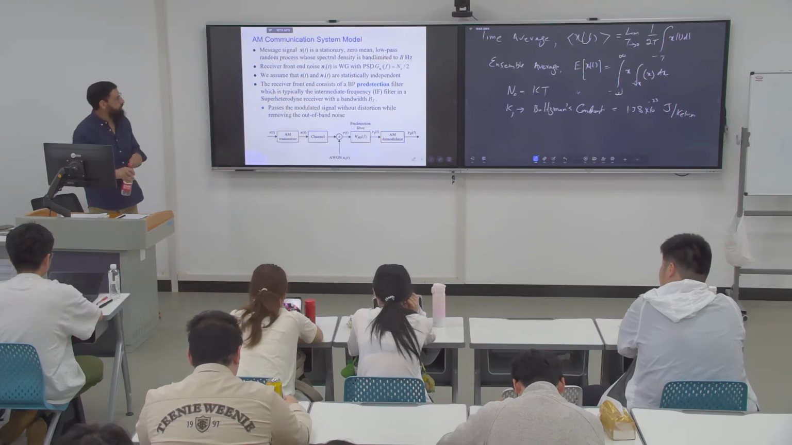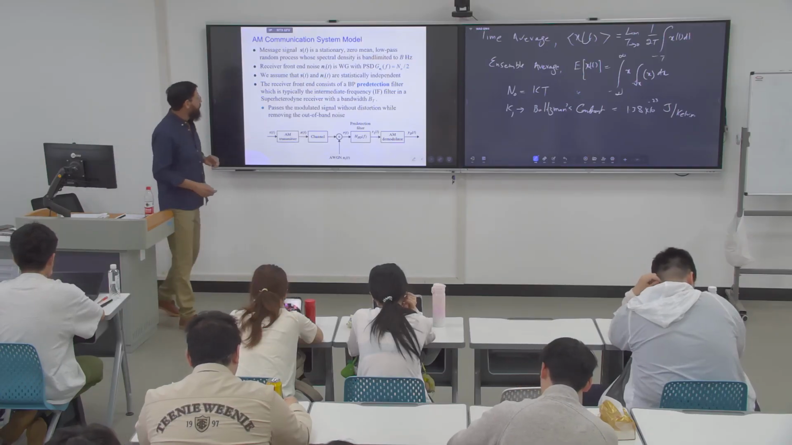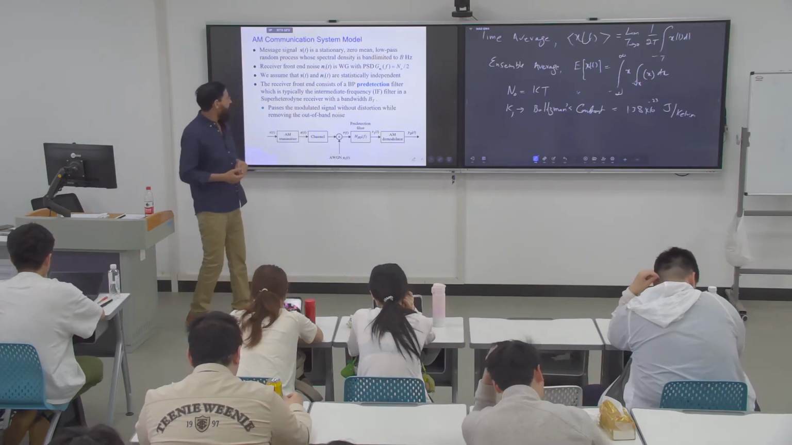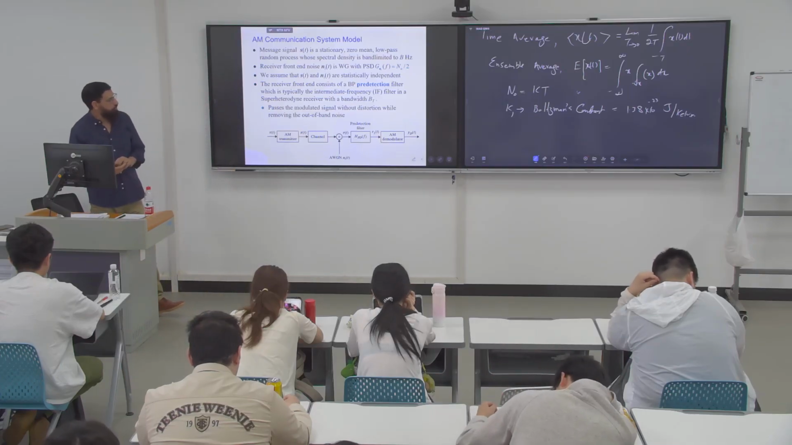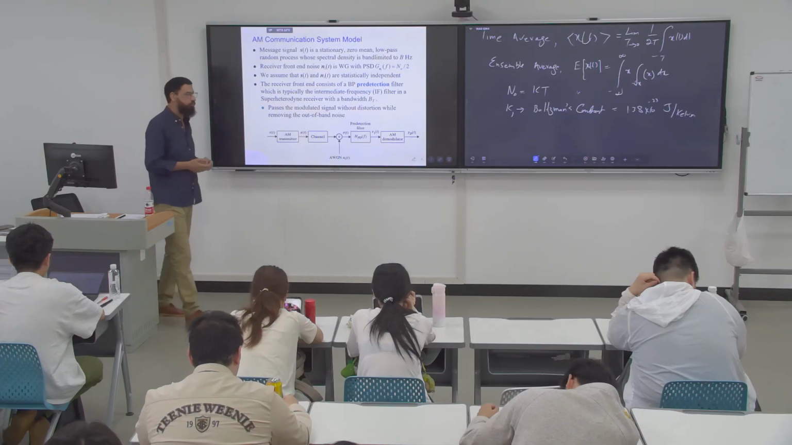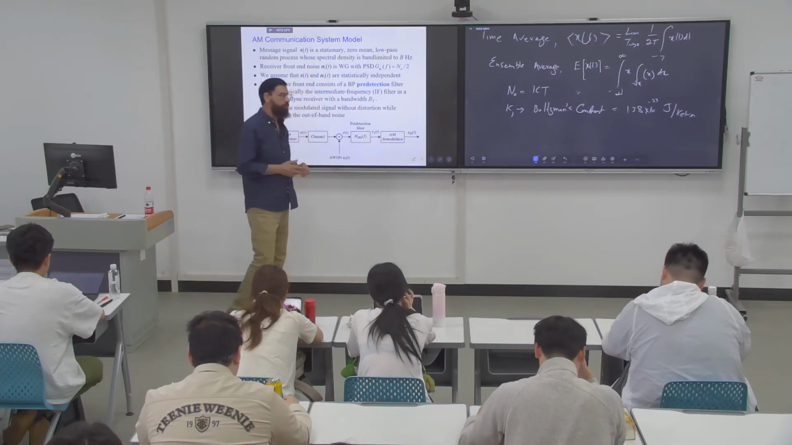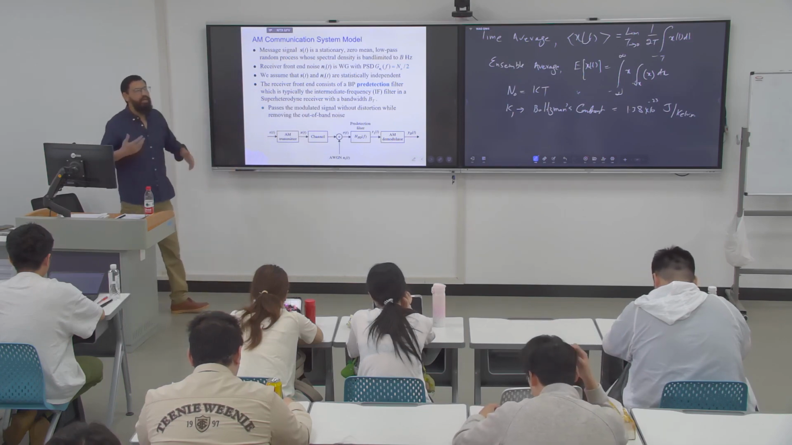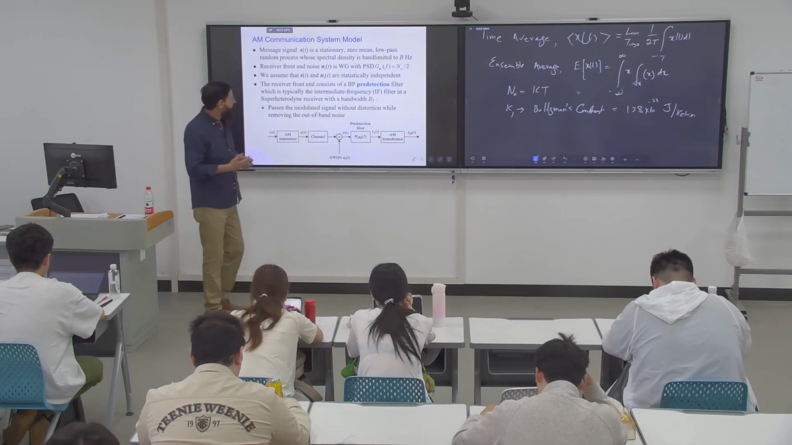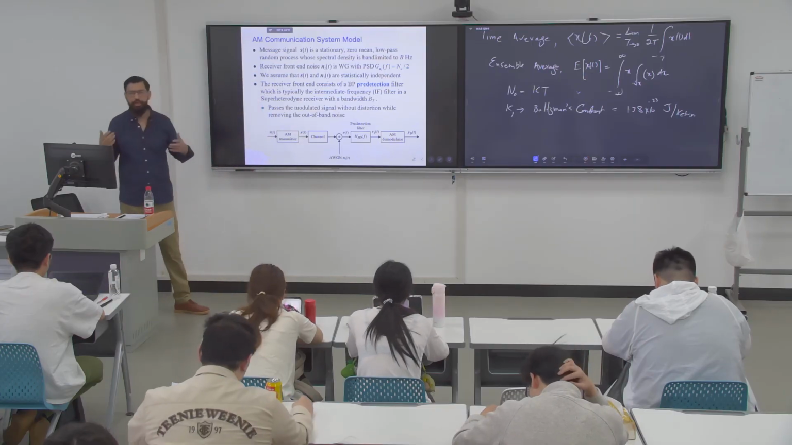Receiver front end noise, Ni, is again another assumption. It is white Gaussian noise, WGN, with the power spectral density N0 divided by 2. We assume, again, that the signal and the noise are uncorrelated, statistically independent.